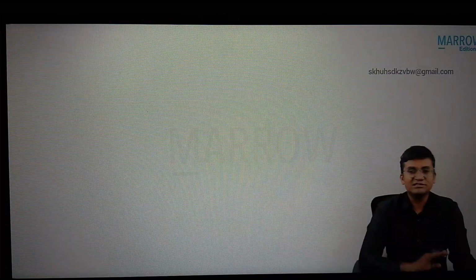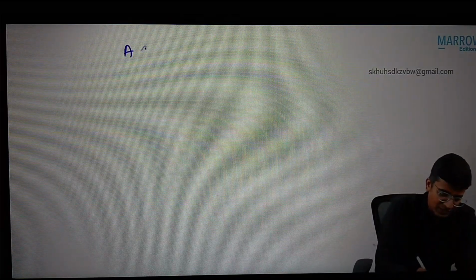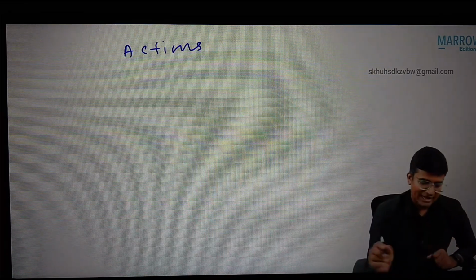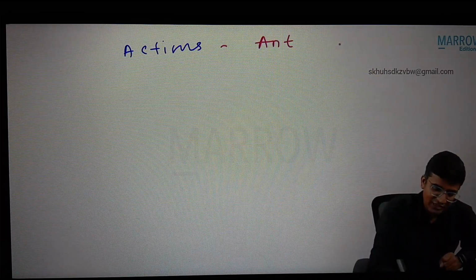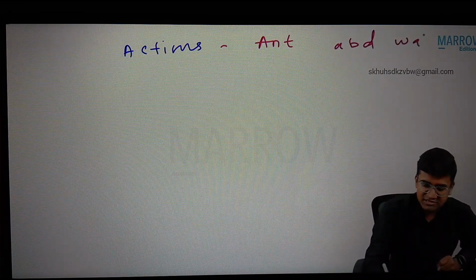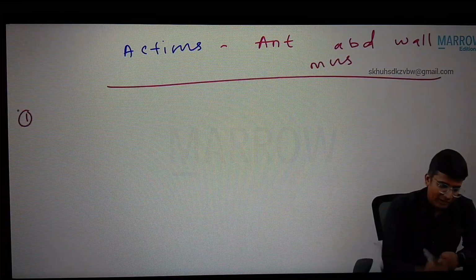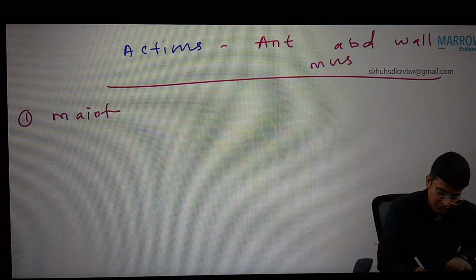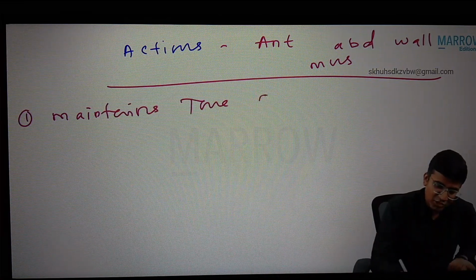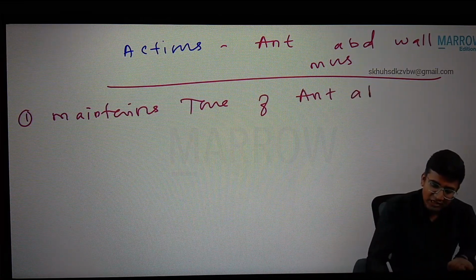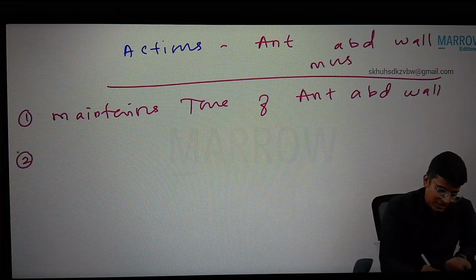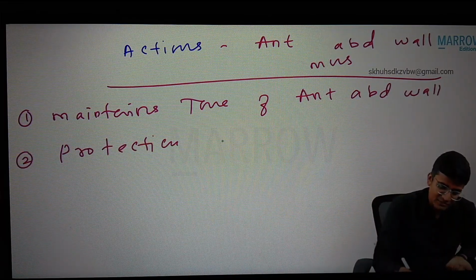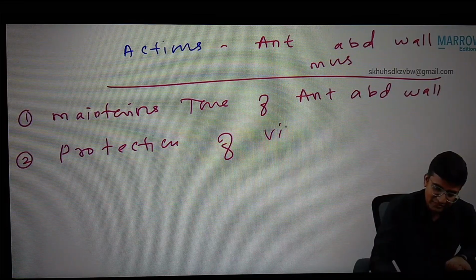So we're going to see the actions of all the anterior abdominal wall muscles. This is very important. If any question comes from this topic, it will be from the actions only. So, actions of anterior abdominal wall muscles. Number 1, the anterior abdominal wall muscles maintain the tone of the anterior abdominal wall. Number 2, they give protection to the organs. Okay, next.